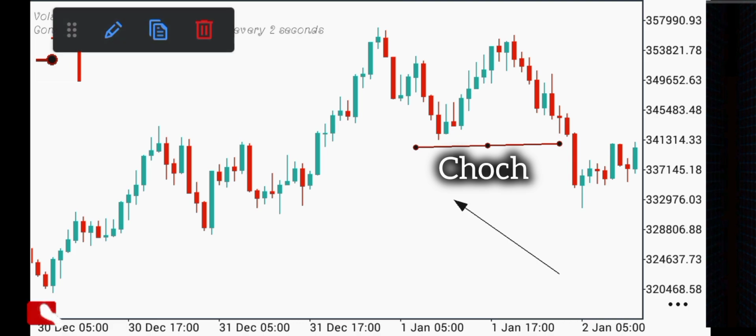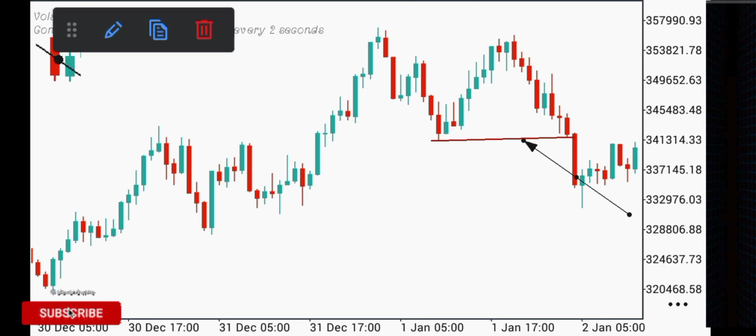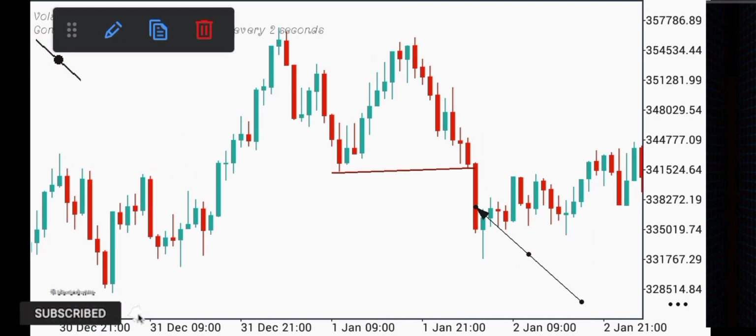This is where the change of character happened. Price broke this and gave us a lower low.